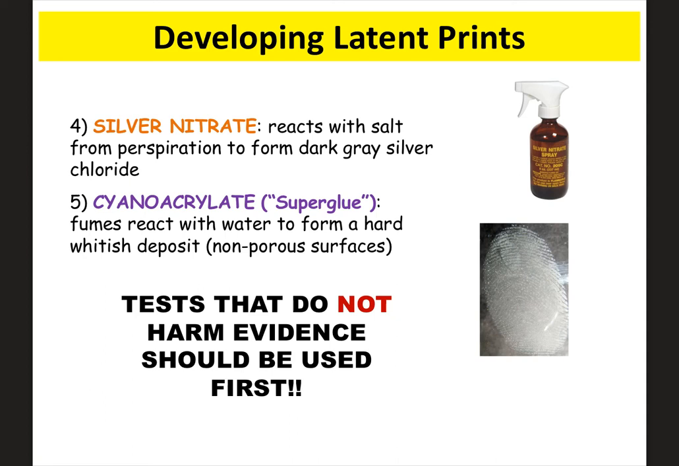And then the last way here is something called superglue fuming. You can use superglue, which is also known as cyanoacrylate. All right, and basically, if you heat that up in a closed container with the substance that you want to print in there, you will actually get the fumes kind of reacting with water and sticking to the print. And it forms this like whitish, hard print where the actual latent fingerprint was on the substance.